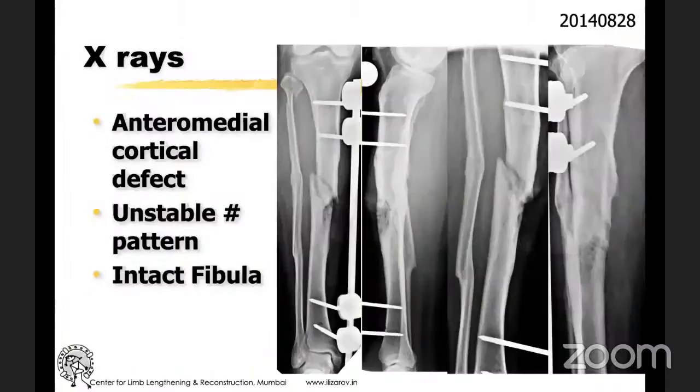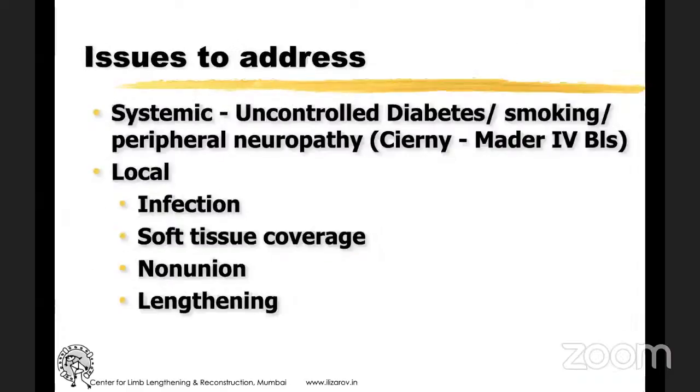In the X-rays, we have seen the anteromedial cortical defect and unstable fracture pattern with an intact fibula. So the issues to be addressed in this patient are systemic: uncontrolled diabetes, smoking, and peripheral neuropathy. He belongs to the Cierny-Mader chronic osteomyelitis classification, anatomical type 4, and physiological type B host with local and systemic compromise. Local issues to be addressed are infection, soft tissue coverage, non-union, and lengthening.